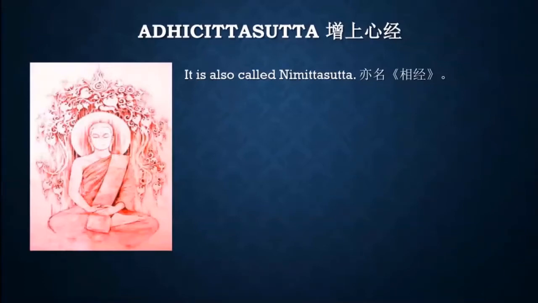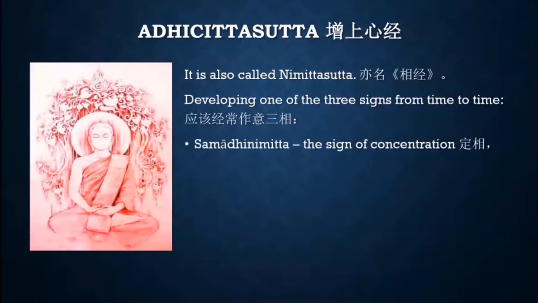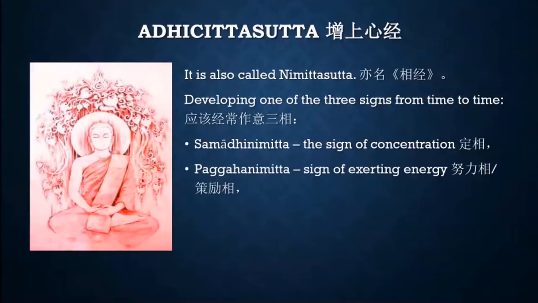So in that discourse, the Buddha recommended his disciples to develop, from time to time, one of the 3 signs. Right? We have to discern these 3 from time to time. So the first one is Samadhi Nimitta. What does Samadhi Nimitta mean? We also say sign of concentration. So Samadhi itself can also be considered as Nimitta. That's why we have to talk about Samadhi Nimitta. Then we also have to know the next one, Paggaha Nimitta, sign of a certain energy.